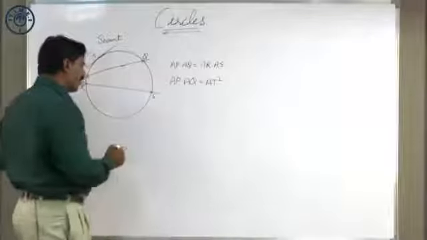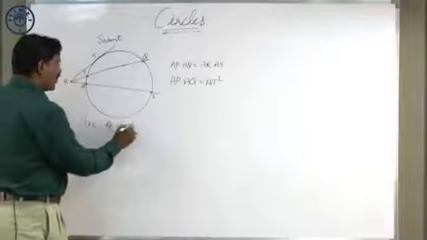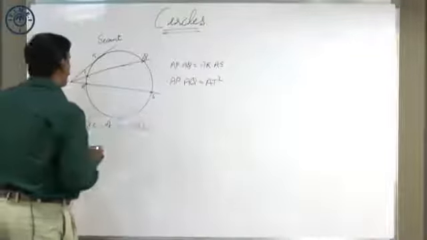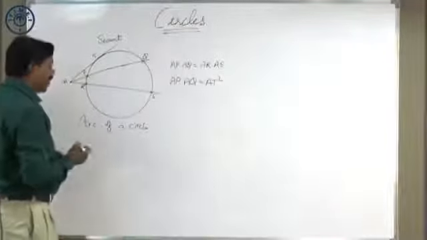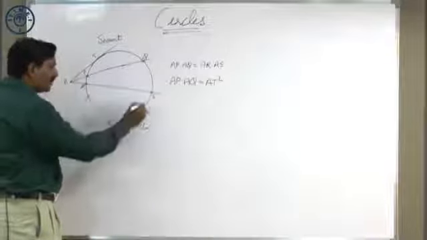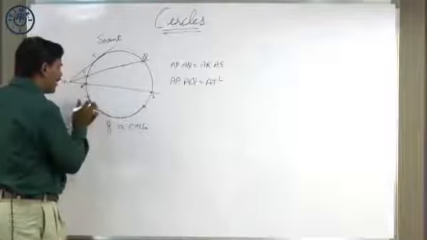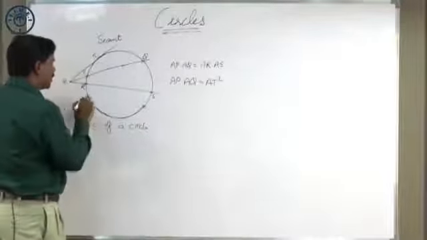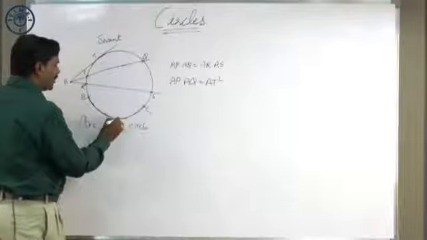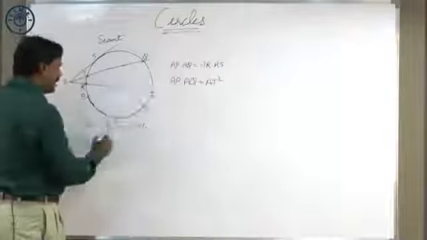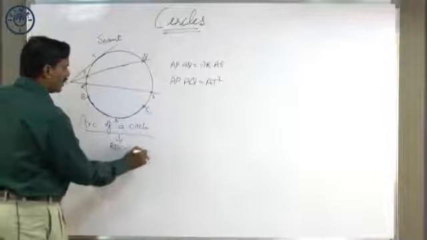Let us focus on one more small aspect, that is the arc of a circle. A secant is the line that cuts the circle at two points, and the arc is the portion on the circumference of the circle. Suppose these points are B and C, and this is D. Then BDC is an arc of the circle.